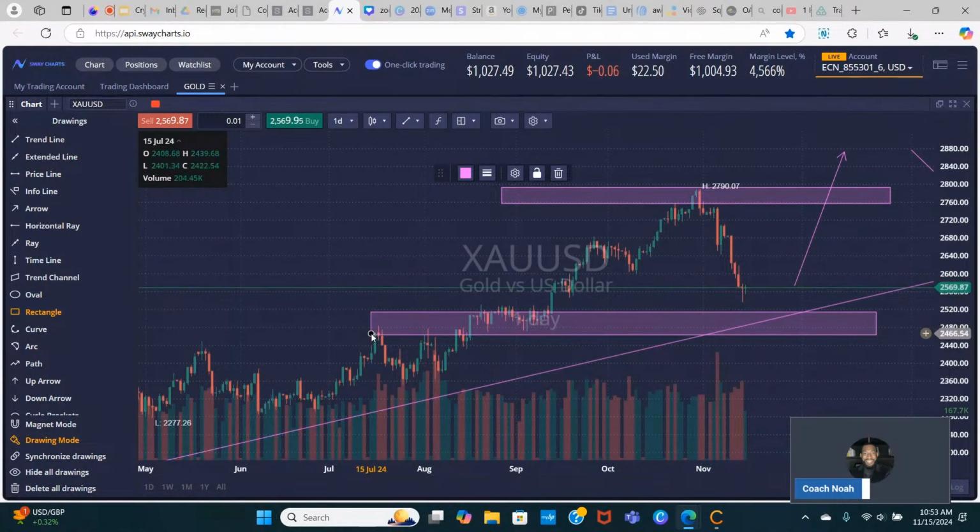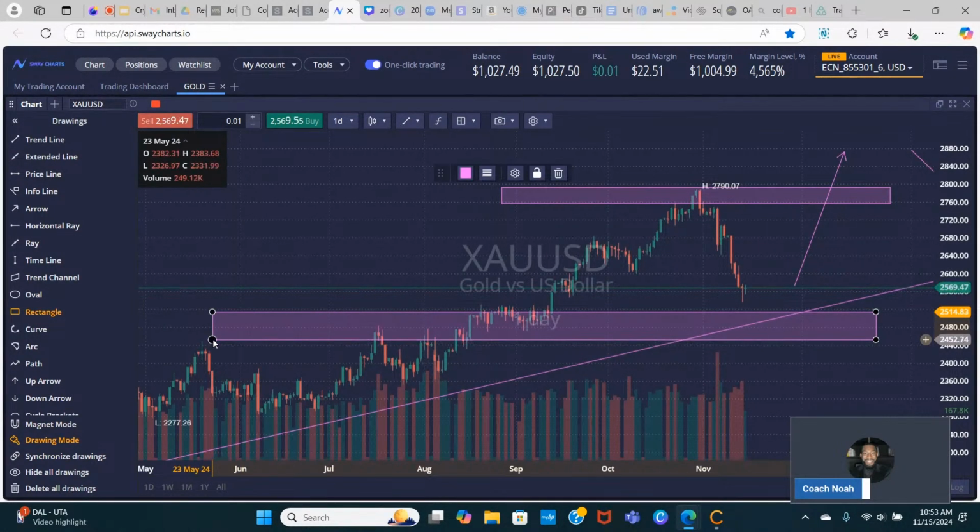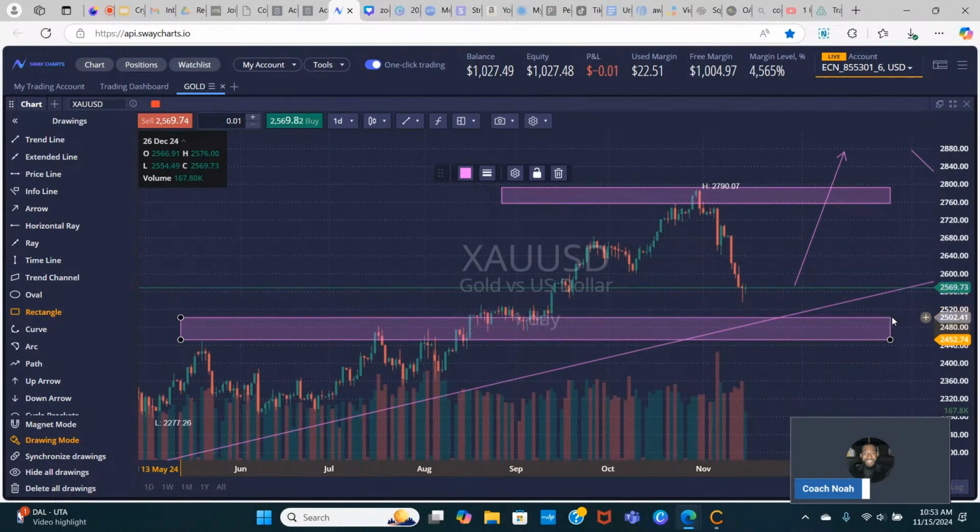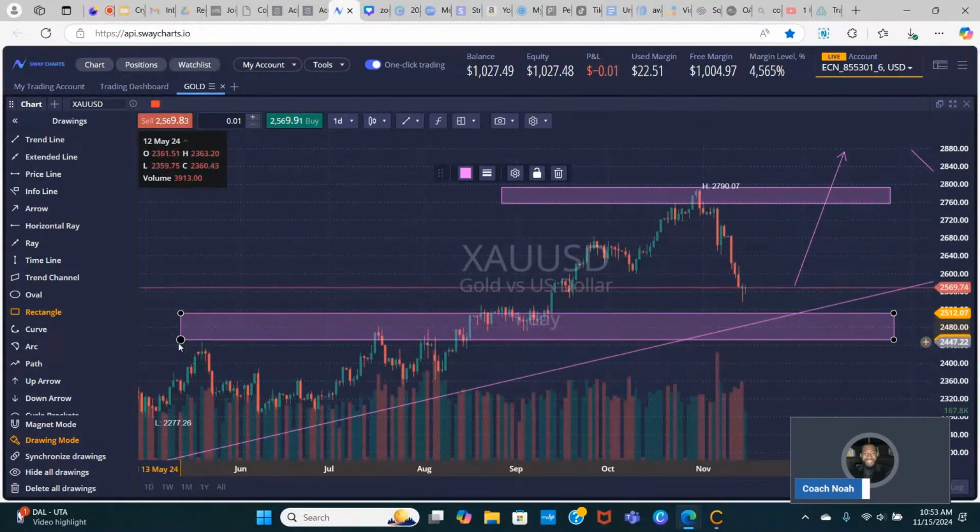And the reason why it would be around this area is because you see here we have a major reversal point here where my mouse is at, a major reversal point here. So a lot of resistance, consolidation around this area.